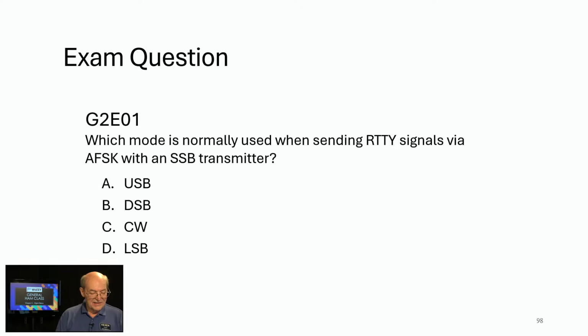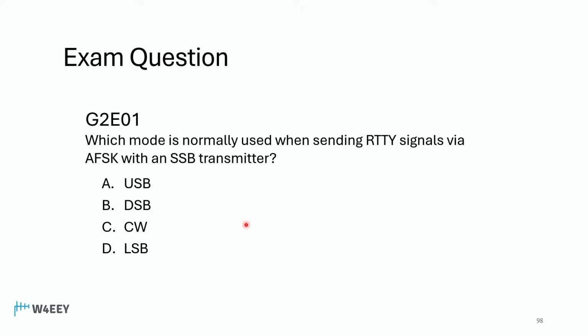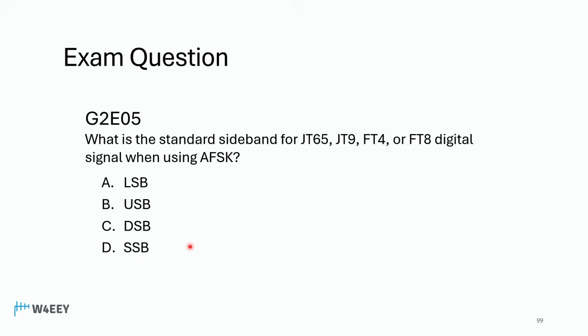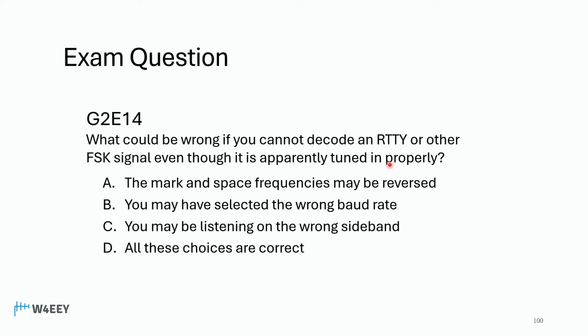All right. What mode is normally used when sending RTTY signals via AFSK with an SSB transmitter? In other words, which sideband? Delta. Radio teletype, I mean, they've got all these extra words in there, but the bottom line is RTTY is sent on lower sideband. What is the standard sideband for the WSJT modes? Bravo. That's the upper sideband, regardless of band, upper sideband.